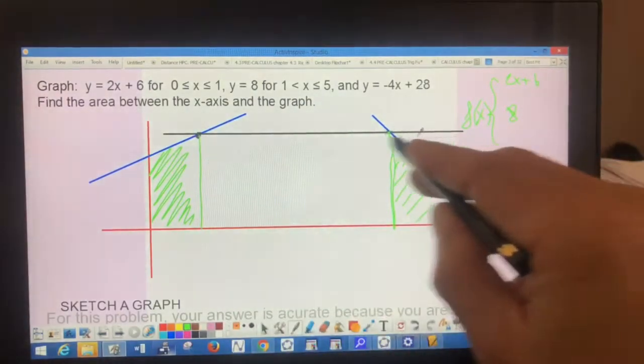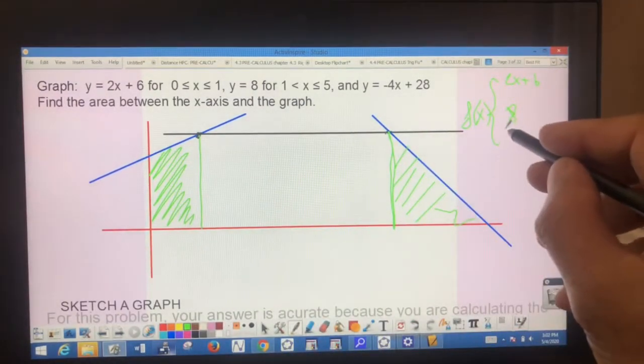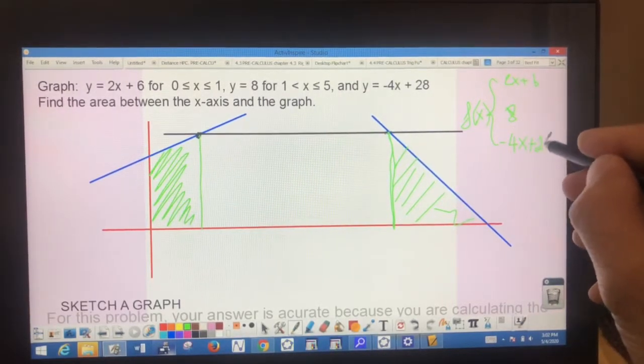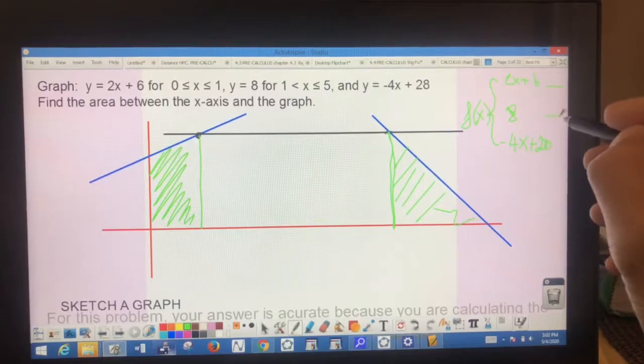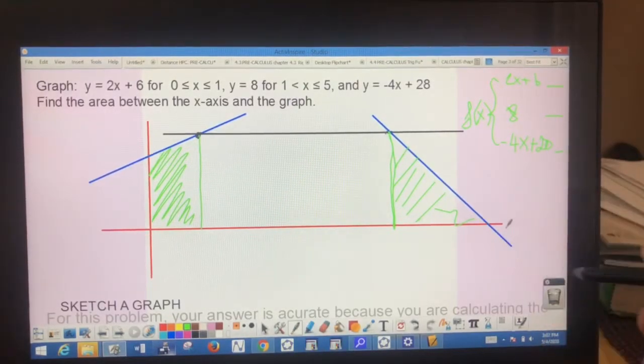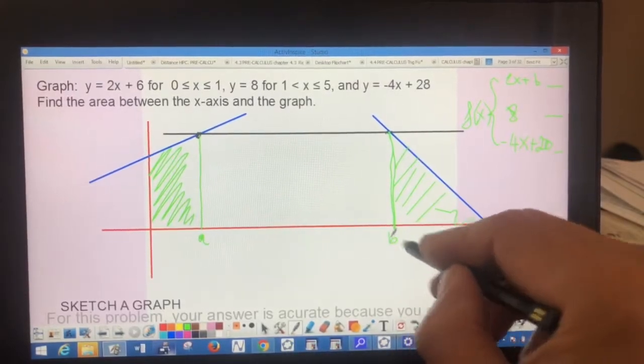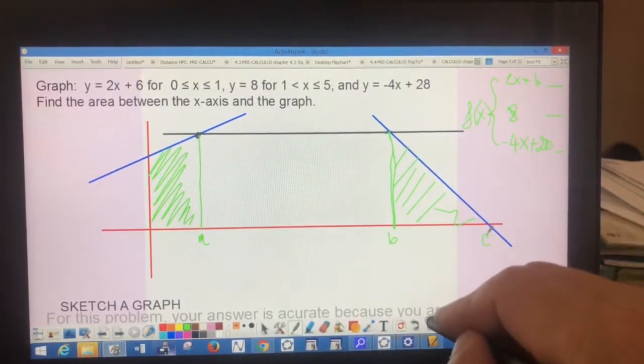So that's y equals 8, this flat line. And the other one is negative 4x plus 28. Now you're going to have to find your own borders, from A to B, from B to C, from C to D. So you have to find this spot right here, we'll call it A, and we'll find the next spot, we'll call it B, and we'll find that spot, we'll call it C.